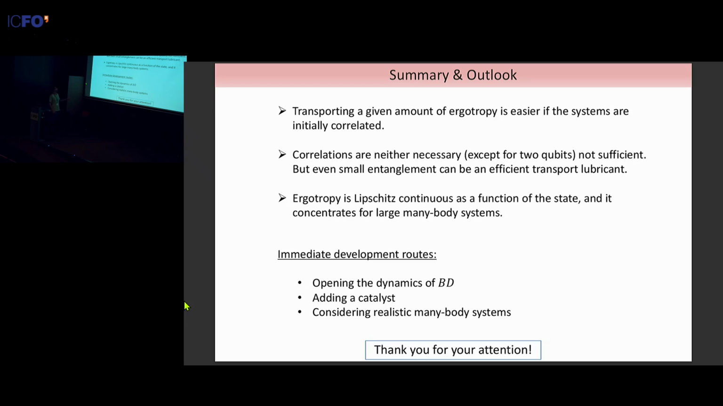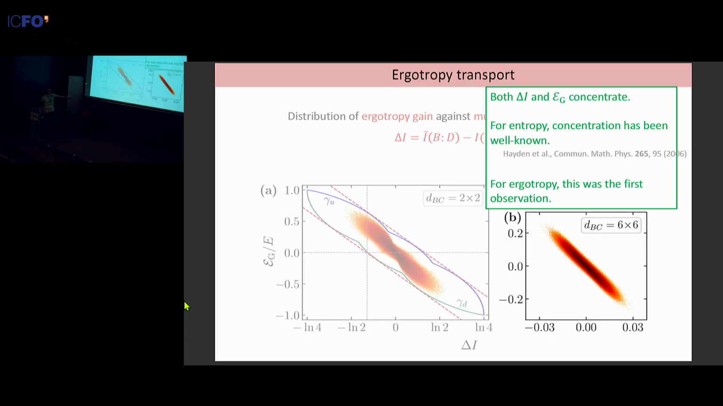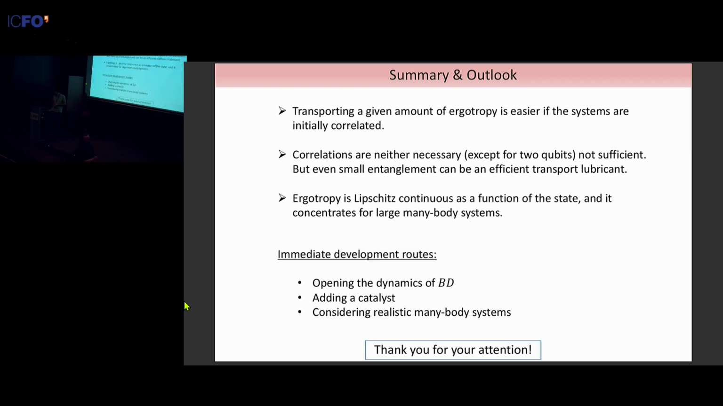And then basically we are able to also show that ergotropy as a mathematical function of state is Lipschitz continuous, and for many body systems it is going to basically concentrate. So that's why you would see some very sharp relationship between information and ergotropy in these kinds of graphs, seeing that things become very deterministic. So thank you for your attention.